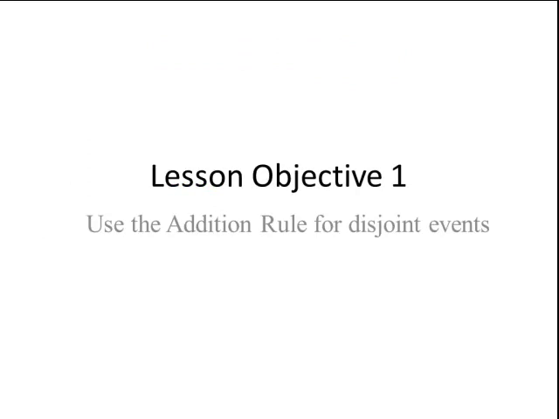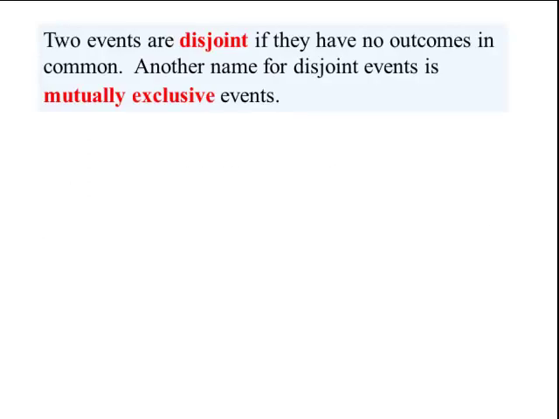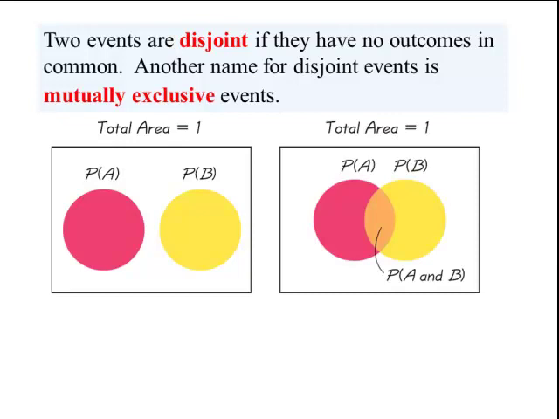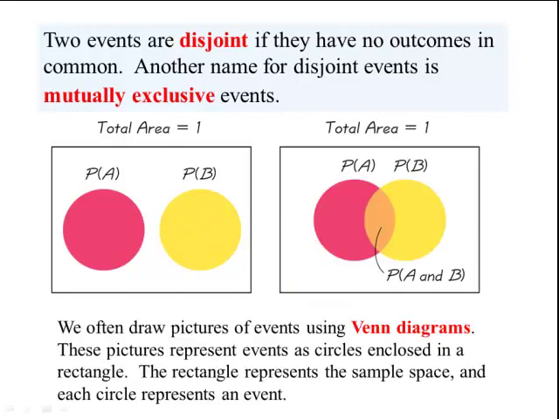Lesson objective number 1. Two events are disjoint if they have no outcomes in common. Another name for disjoint events is mutually exclusive events. These two pictures here are known as Venn diagrams. This is to illustrate the probability of event A happening. This is the probability of event B, and this is the sample space, which of course the total area equals 1. This is an example of two events that are disjoint. This is an example of two events that are not disjoint.